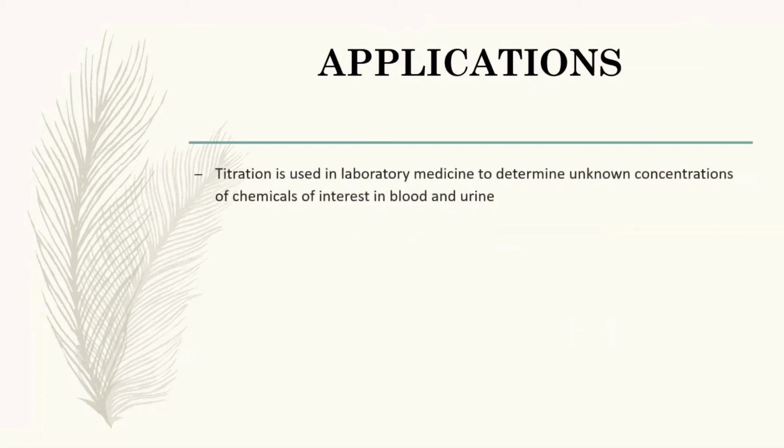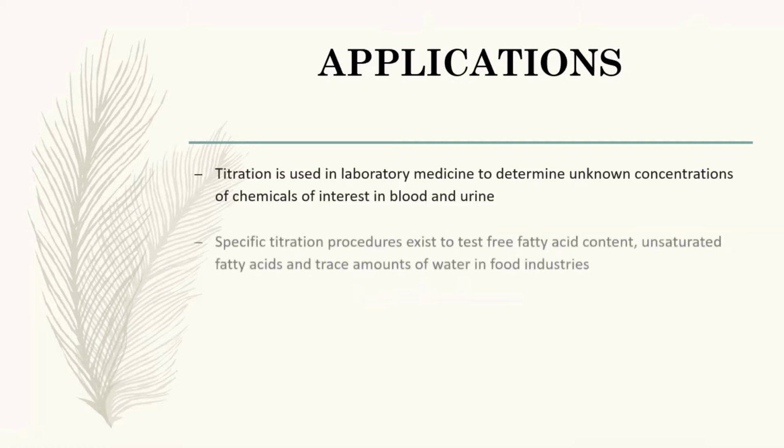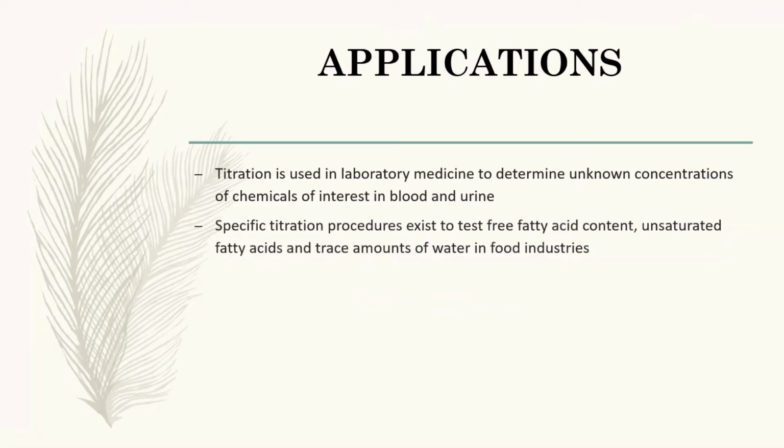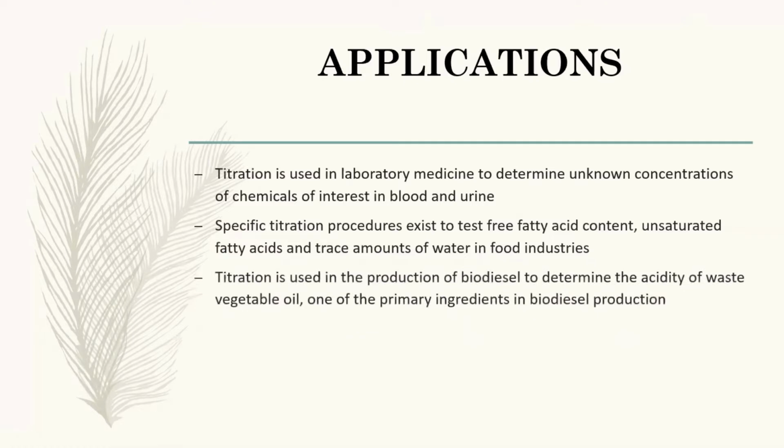Applications. Titration is used in laboratory medicine to determine unknown concentration of chemicals of interest in blood and urine. Specific titration procedures exist to test free fatty acid content, unsaturated fatty acids, and trace amounts of water in food industries. Titration is used in the production of biodiesel to determine the acidity of waste vegetable oil, one of the primary ingredients in biodiesel production.